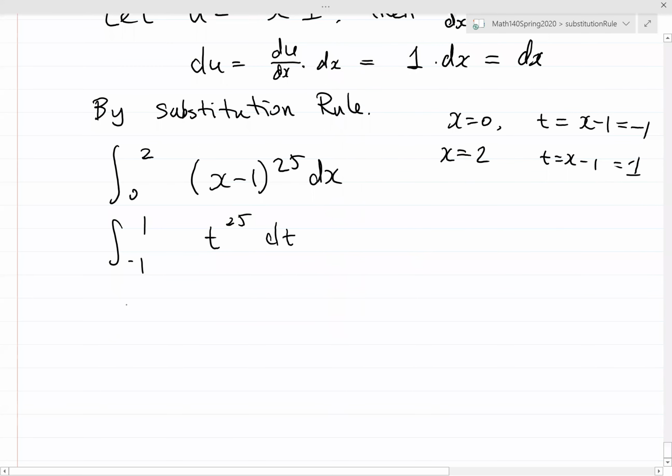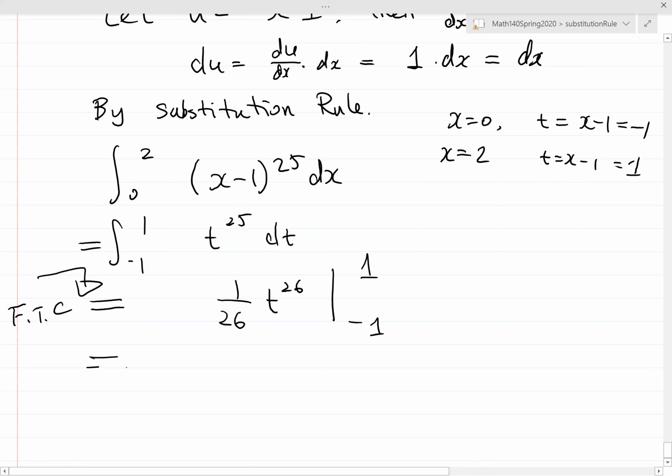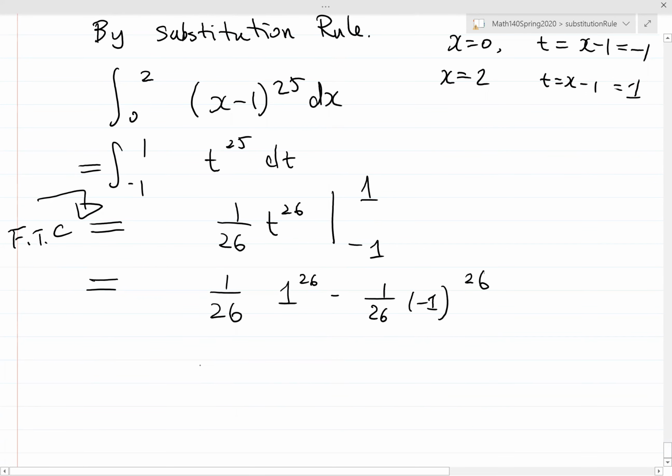So according to the power rule, 25 becomes 26, and then we multiply by 1 over 26. From negative 1 to 1, by the fundamental theorem of calculus, we subtract the two function values at the upper limit and lower limit. So plugging in 1 and plugging in negative 1, we get 1 over 26 minus 1 over 26, which is 0.